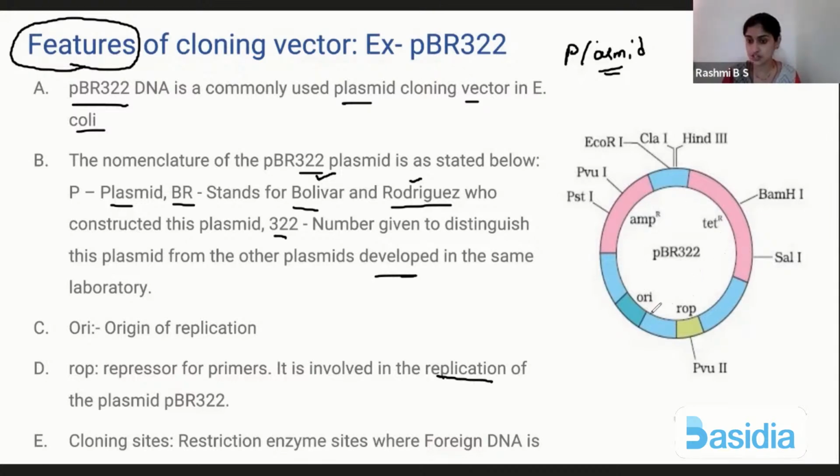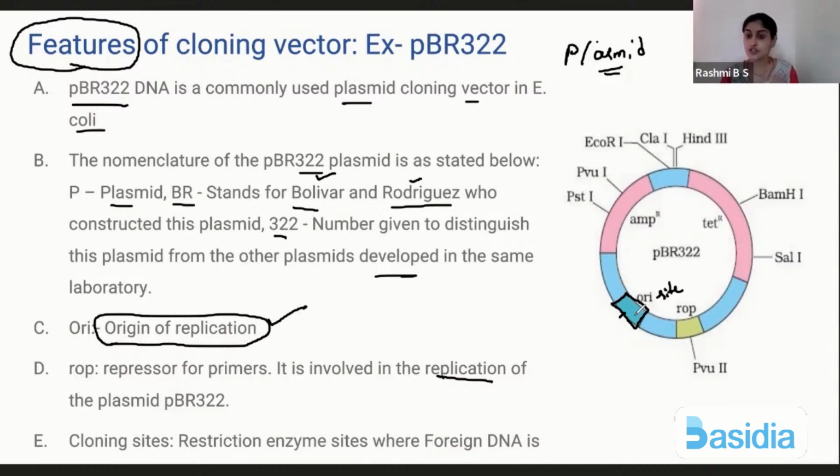Look at this plasmid structure. Can you see this fragment here? Yes, it is called the Ori site. What is the Ori site? The Ori site is nothing but the point of origin of replication. It is the place where replication takes place in the plasmid. So whenever this plasmid does replication, that replication will start from this point. That's why the Ori site is a very important place in the plasmid.